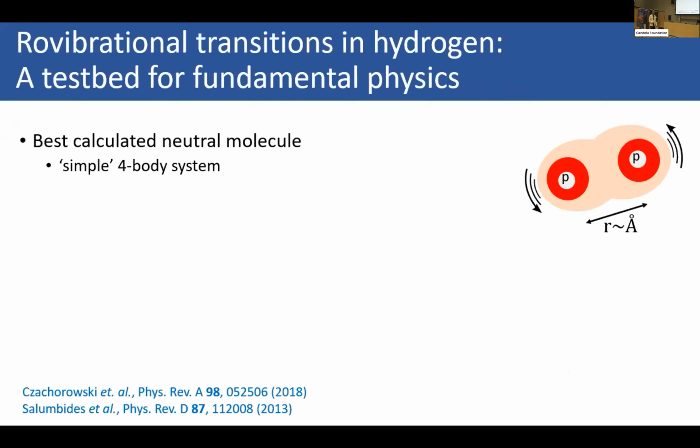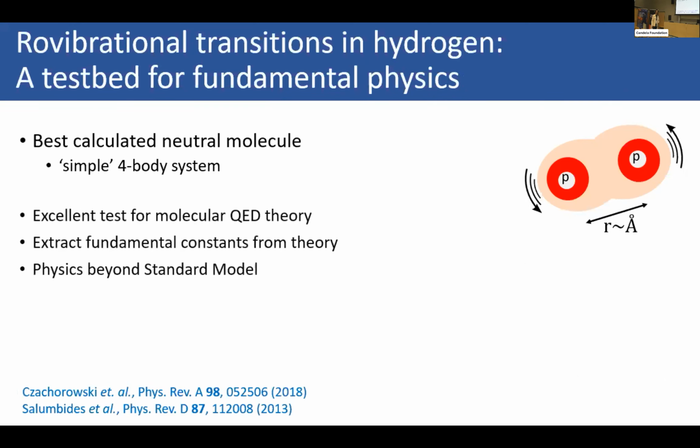Okay, so rovibrational spectroscopy in hydrogen. I think we all agree it's an excellent testbed for fundamental physics. It's the best calculated neutral molecule, as it is a simple four-body system. That makes it an excellent test for molecular QED theory. We can potentially extract fundamental constants if the theory and experiment are in agreement and equally accurate. Or we can even go into physics beyond the standard model.